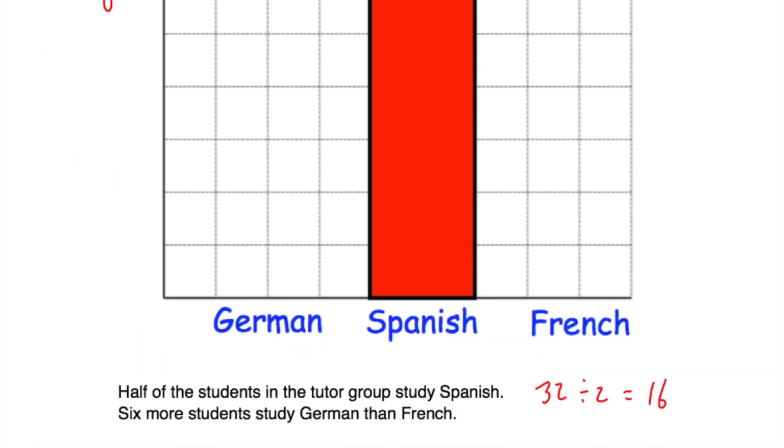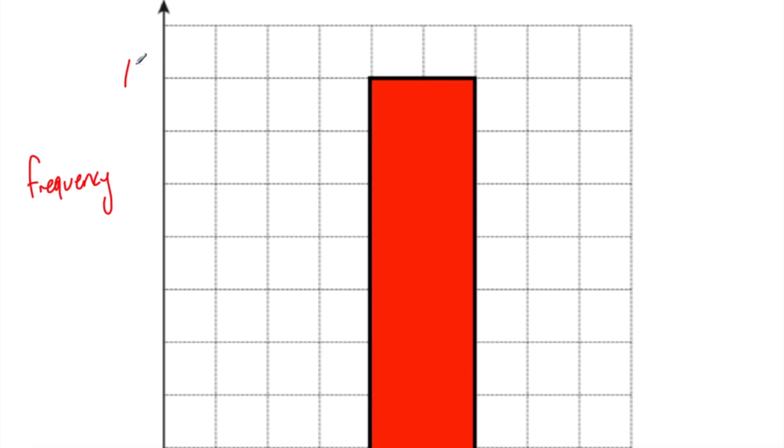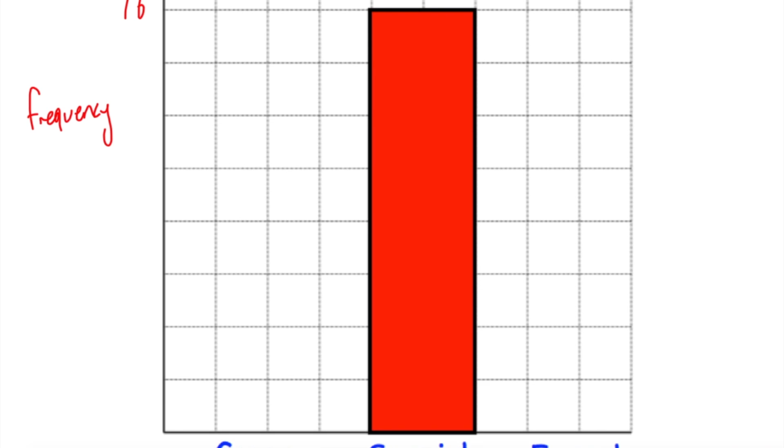Okay, so let's complete the bar chart. First of all, let's write frequency, or number of students, up the vertical axis. And we're told that 16 studied Spanish, or we worked out that 16 studied Spanish, half of them. So let's put 16 there, that's the height of that bar. And then let's work out the scale of the axis. We've got 0, 16, and 1, 2, 3, 4, 5, 6, 7, 8 lines. 16 divided by 8 is 2. So 2, 4, 6, 8, 10, 12, 14, 16. Okay, so we've done that part.